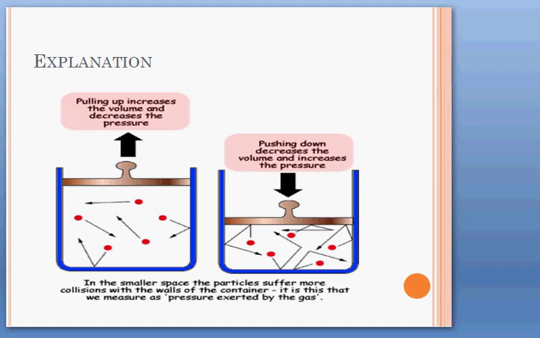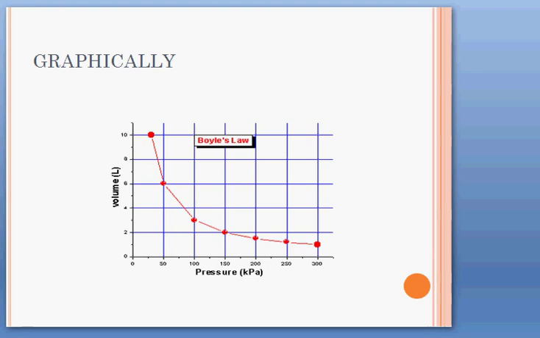I hope you have now understood what Boyle's law is. You can see the graph also. See here, this is volume and this is pressure. When volume increases, pressure goes on decreasing, and when pressure decreases, volume goes on increasing.